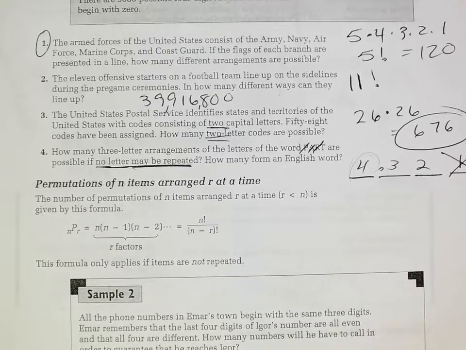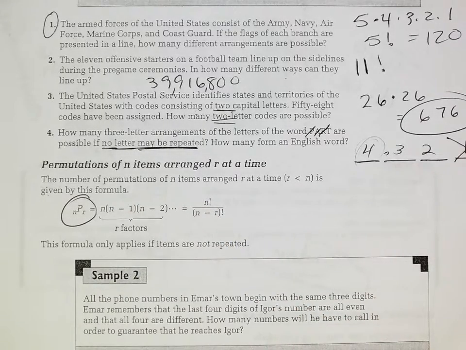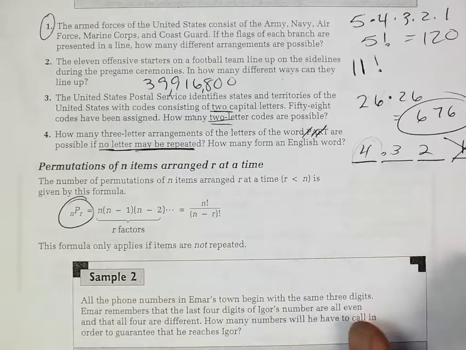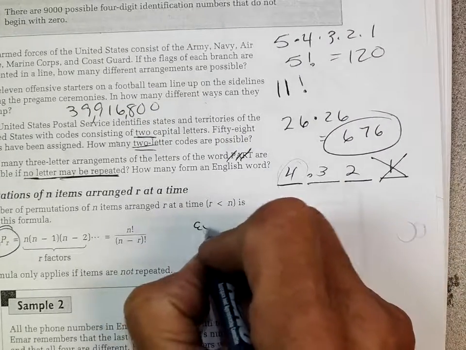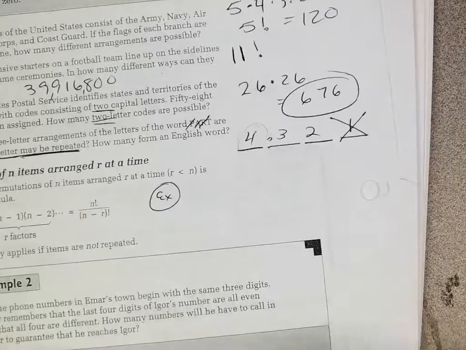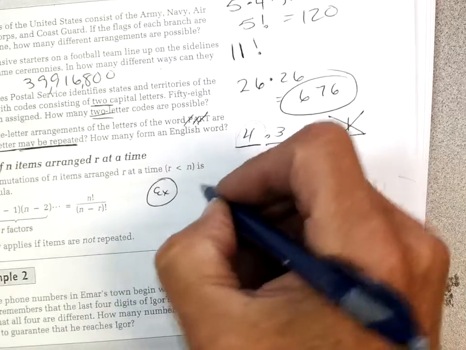Now, permutations, arranged, are at a time. Okay, now how does this work? Okay, so let me give you an easy example. They didn't give you this, it's a bad example, but I'm going to give you a better example. Okay, let's say we have, I want you to write this down.